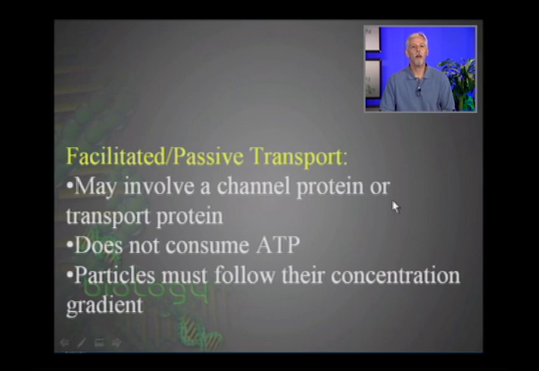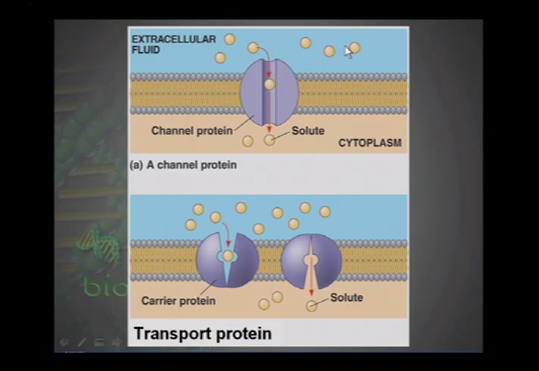Now, there are other ways that particles get through membranes, and one of these is facilitated or passive transport. And so this may involve a channel protein or some type of a transport protein to get materials across a membrane. But again, because it says facilitated or passive, that means no ATP, no cellular energy is consumed in this. But if it is a passive process, particles have to follow their concentration gradient. So again, particles would diffuse from areas of higher concentration through a pore to where they're less concentrated.